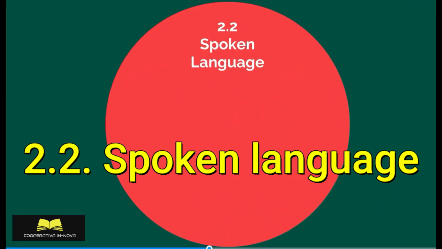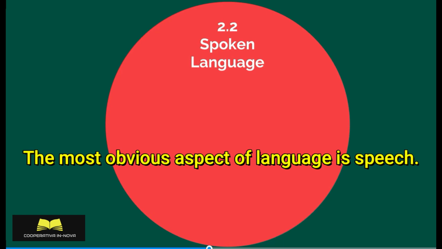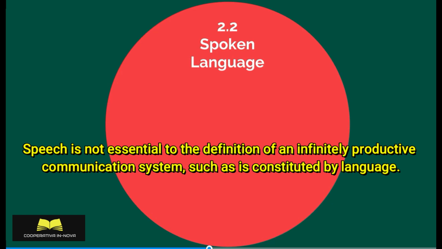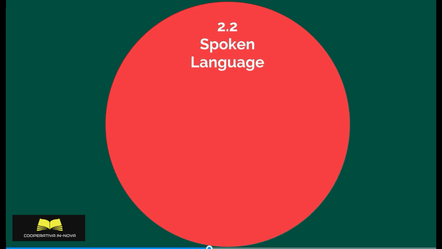2.2 Spoken language. The most obvious aspect of language is speech. Speech is not essential to the definition of an infinitely productive communication system, such as is constituted by language. But in fact, speech is the universal material of human language.